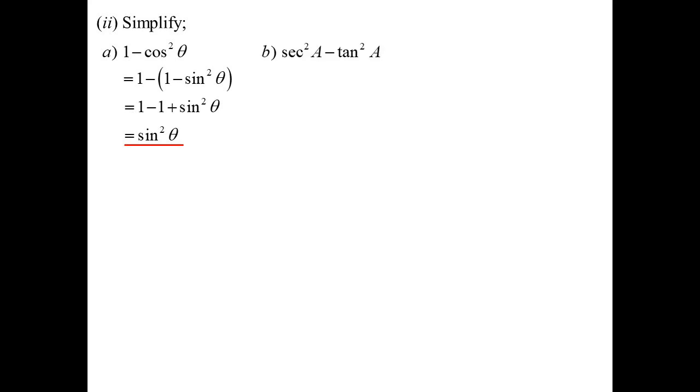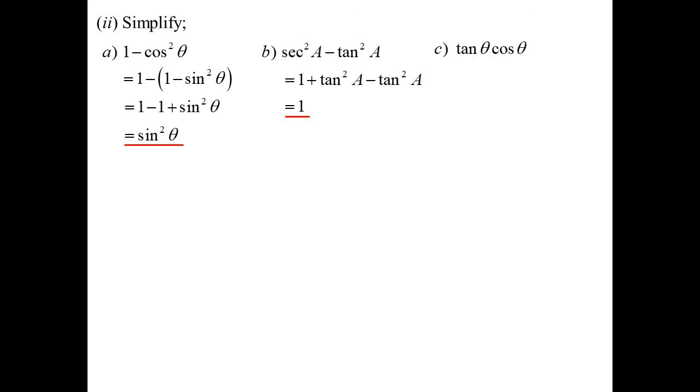Sec squared minus tan squared. So again, don't see it straight away. We say, hang on, I've got a trig identity. It says that 1 plus tan squared is sec squared. Well, it's already got sec squared as the subject. So I'll sub in for sec squared, 1 plus tan squared, and oh, it's just 1.